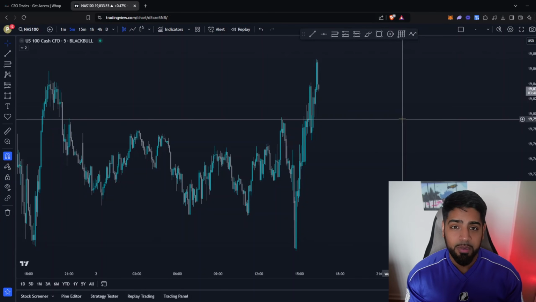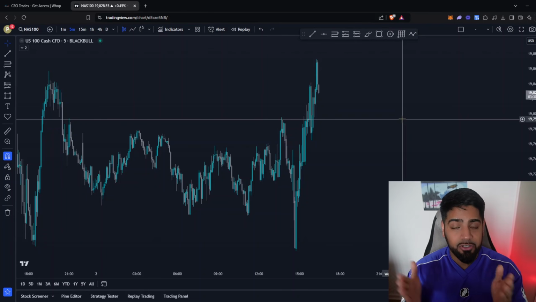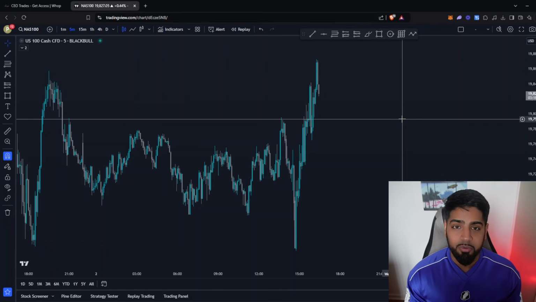This ICT silver bullet indicator has absolutely blown my mind. Since I've been using it, it's helped me increase my win rate, and the best thing is it's absolutely free. So in today's video, I'm going to show you exactly how to set up this indicator, and we're going to go over a few trade examples so you know exactly how to use it. I'm going to tell you which pairs to use, what time frames, and exactly how you're going to configure it so that you can start extracting these profits from the markets.